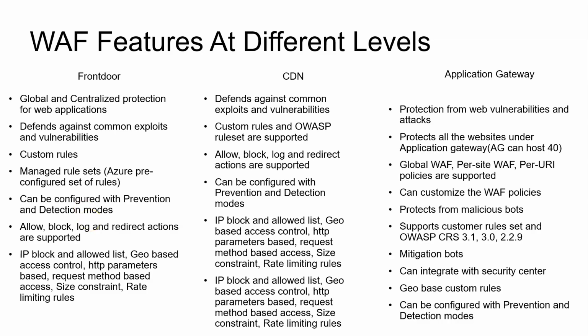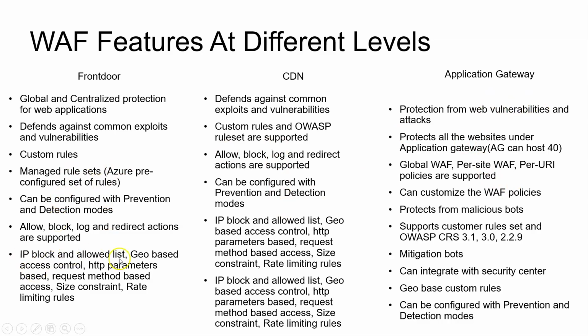Then you have 4 different types of actions you can take, whether you want to allow or completely block that particular request, or you want to log it as some kind of logging. Then you want to redirect to some different page, maybe an error page, or you can show that you are an attacker, you should not access mine. So all those types of error messages you can display through the redirect. So these are the 4 different types of actions you can take, whether it is from the Front Door or CDN or even application gateway.